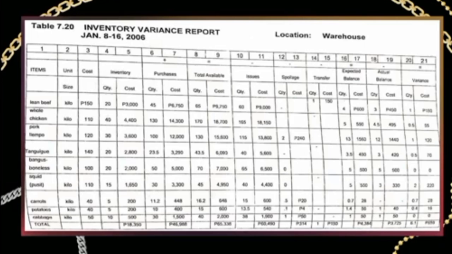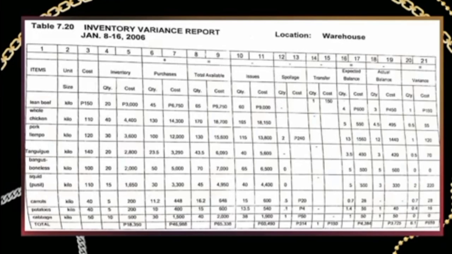Subtract the sum of issues, spoilage, and transfers in and out from the quantity and cost of the total available, and the difference shall be entered in columns 16 and 17 respectively as the closing expected balance. Enter in column 18 the actual count and in column 19 the cost of the actual physical inventory. Last, get the inventory variance by subtracting the expected quantity and cost from the actual quantity and cost and enter it into columns 20 and 21 respectively.